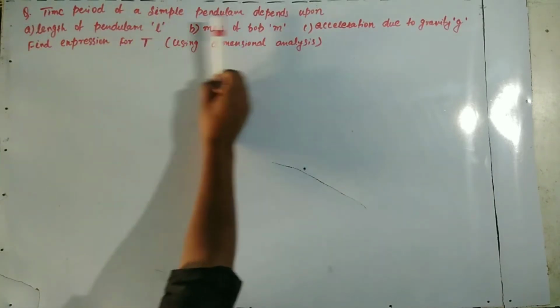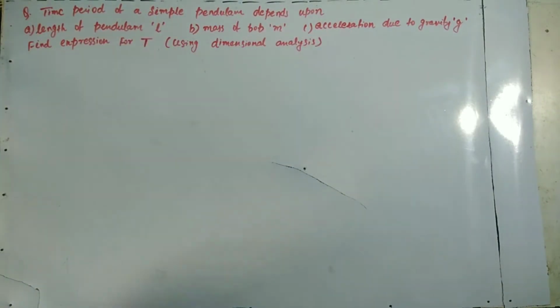Time period of a simple pendulum depends upon: A, length of pendulum L; B, mass of bob M; C, acceleration due to gravity G. Find expression for T using dimension analysis.